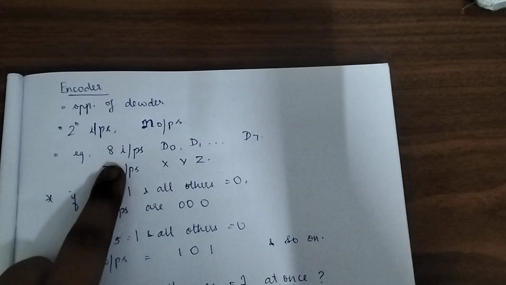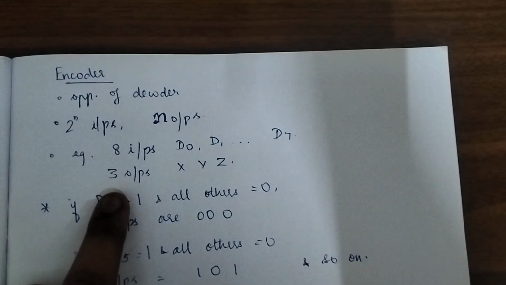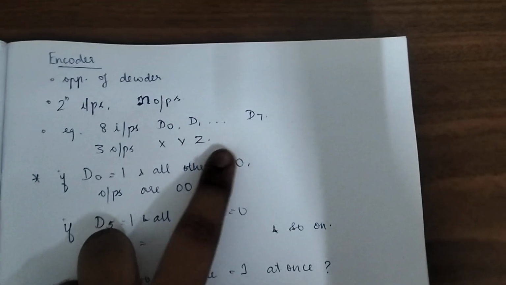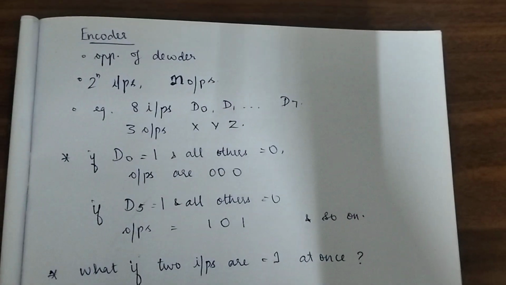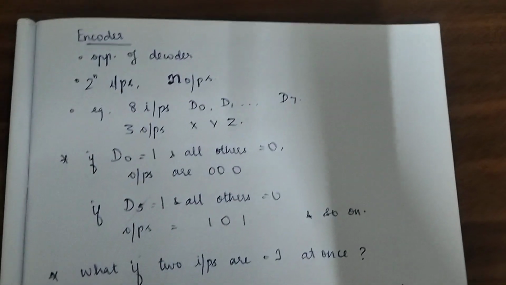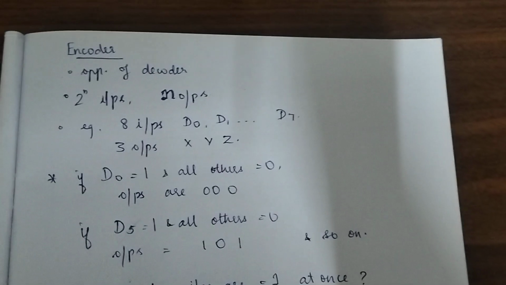For example, let's take a case where we have 8 inputs. 8 is 2 power 3. So we will have 3 outputs. The inputs, let's call them D0, D1, and so on up to D7, and let's say the outputs are X, Y, Z. Now in an encoder, ideally at any given point in time, at most one of the inputs can be equal to 1 and all others must be equal to 0.